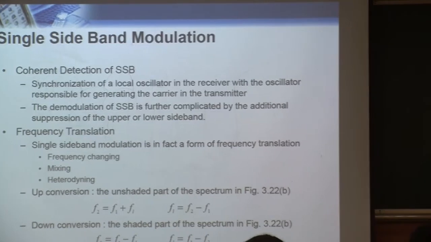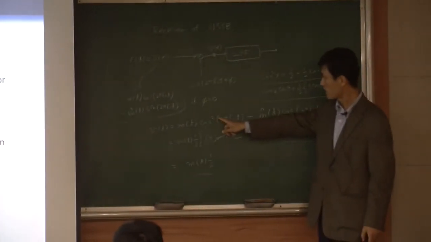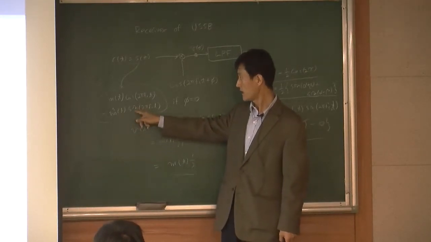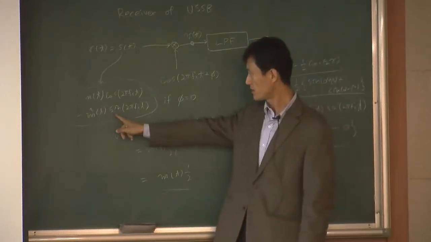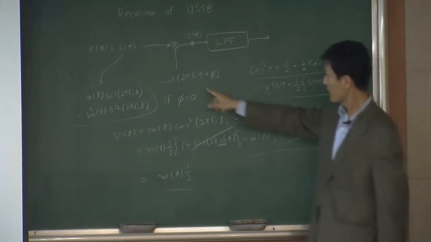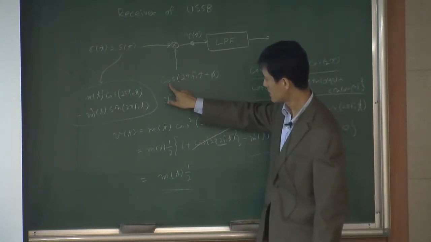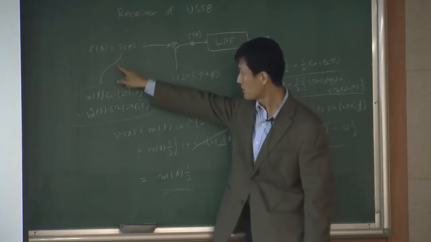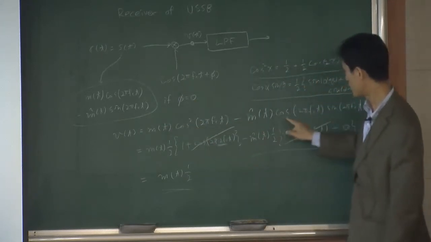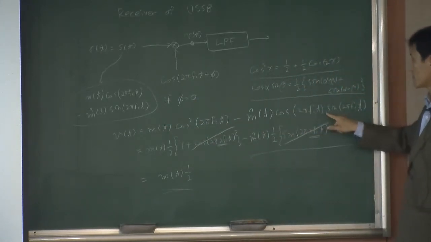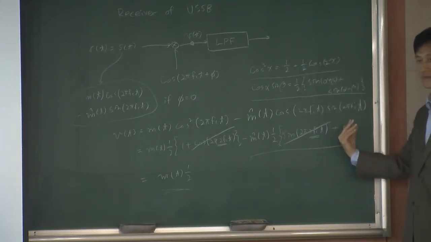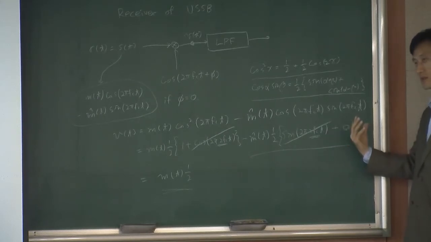And remember why? That's because you are multiplying sine into the Hilbert transform output. When you look at all these equations, you multiply sine at the transmitter, and at the receiver you multiply cosine. So eventually you're going to get cosine times sine. When you see the cosine times sine, it's going to be removed by the low pass filter.